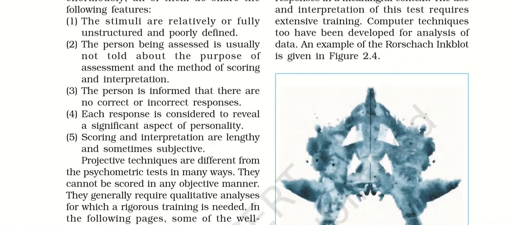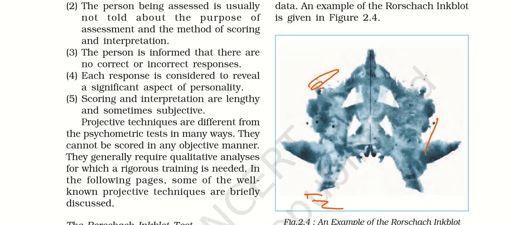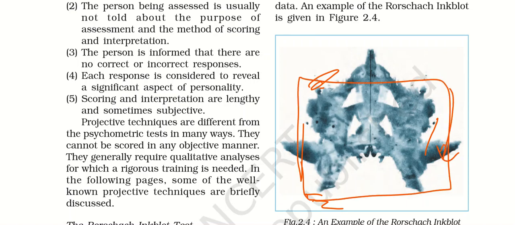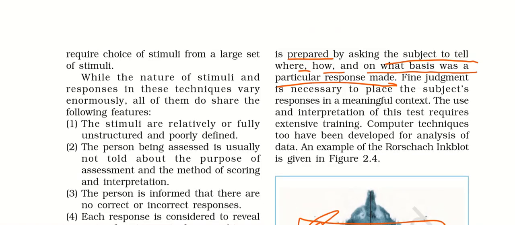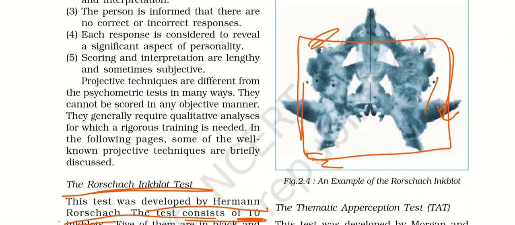If I show you this particular card, I'll ask you, what do you see here? If you say, I see a bat hanging upside down, then I'll ask which part are you looking at that makes you see this? So you say, I'm looking at this particular part, which is upside down, and I see the bat hanging upside down. That is how the two phases are differentiated.